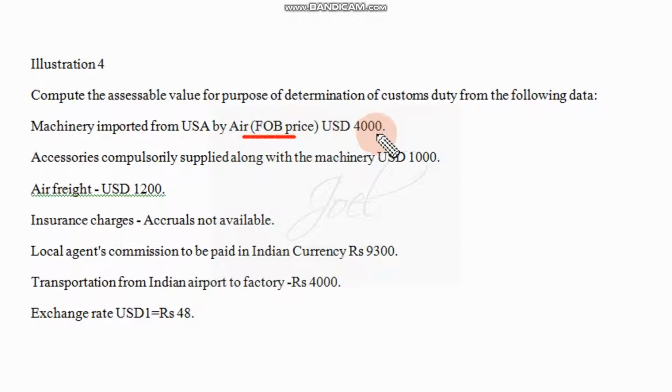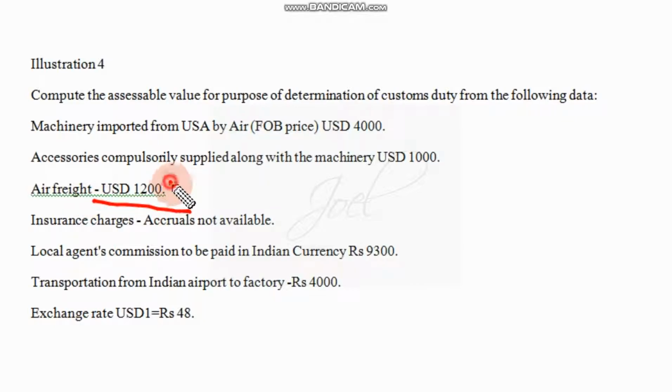FOB price is $4,000. Accessories compulsorily supplied along with the machinery. So along with this machinery, these items were supplied. So this is supposed to be added. This is supposed to be added to the FOB price. So FOB price is given to us, but these were supplied along with it. So we have to add these amounts to the original cost. Then some other information is there.